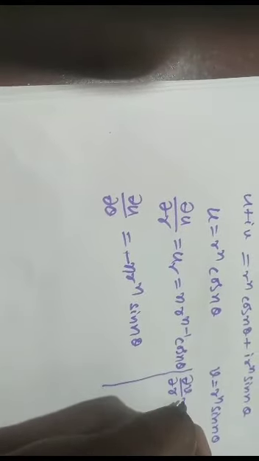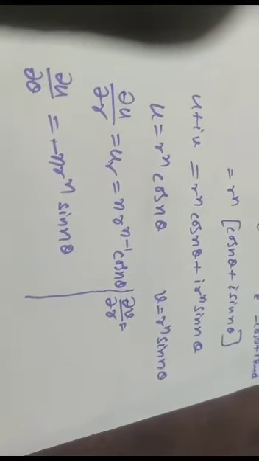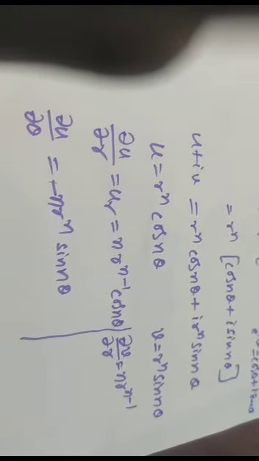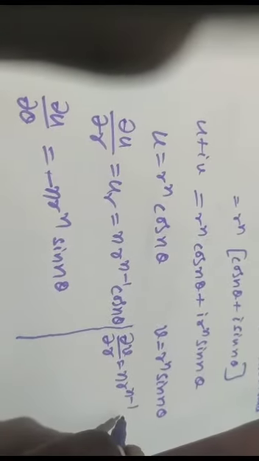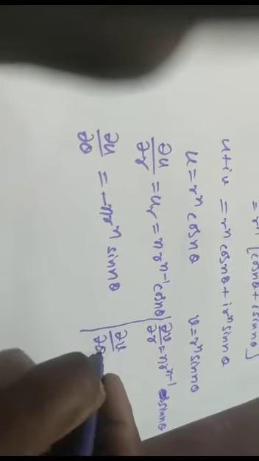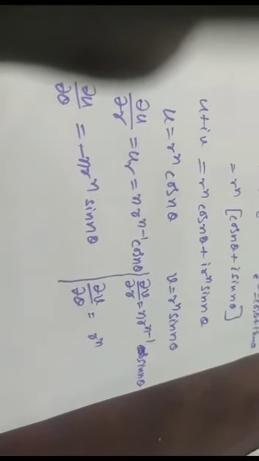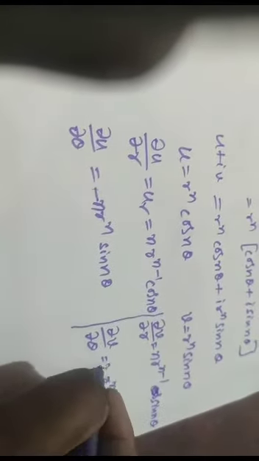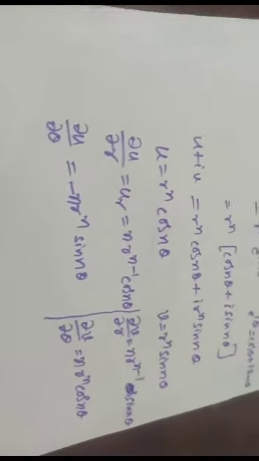Next, what is ∂v/∂r? Here again we have r^n sin nθ, so it is n r^(n-1), and write sin nθ as it is. Next, what is ∂v/∂θ? Here r^n is constant, write that r^n as it is. Differentiation of sin nθ is cos nθ, and nθ differentiation is n. These are our partial derivatives of the given u and v.